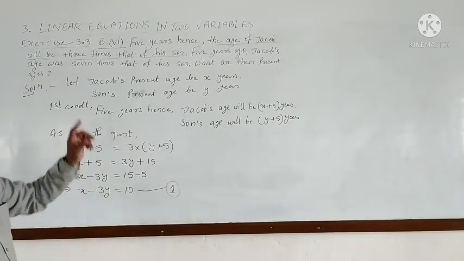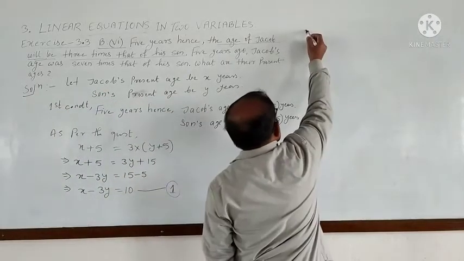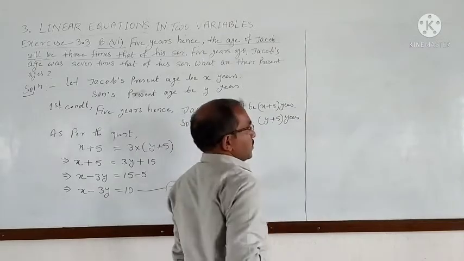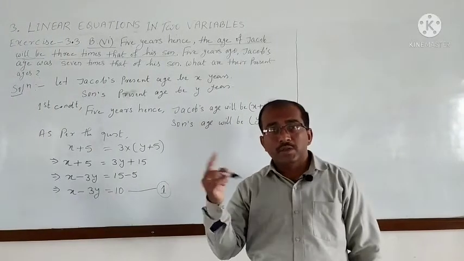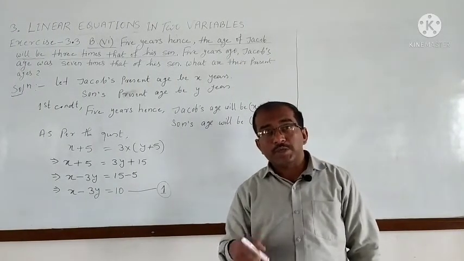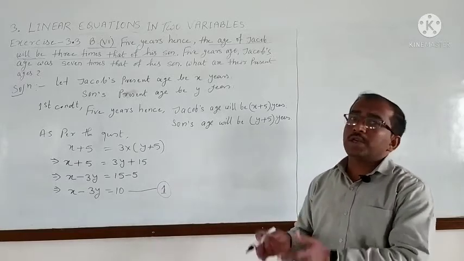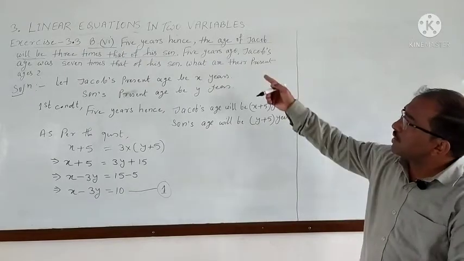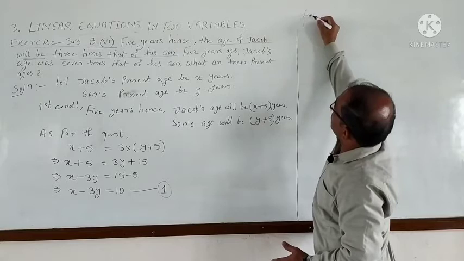The second part is 5 years ago, that means now we are talking about the past. 5 years ago, surely people had less age. Whatever the present age may be, some years ago age was less. 5 years ago age was 5 years less, 10 years ago age was 10 years less. So the question is telling 5 years ago, from the second condition.